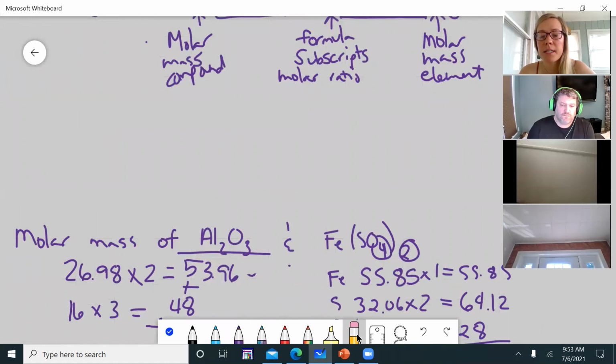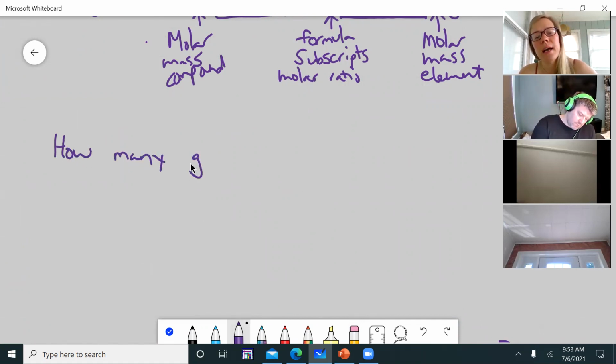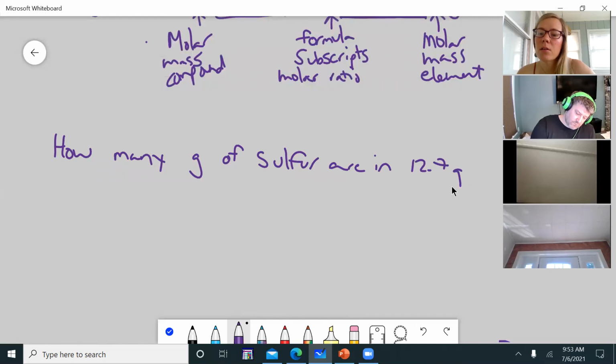So let's do one of these problems together. And then I don't want to clear you all off, and then we'll work on one on your own. So say, how many grams of sulfur are in 12.7 grams of disulfur tetraoxide?